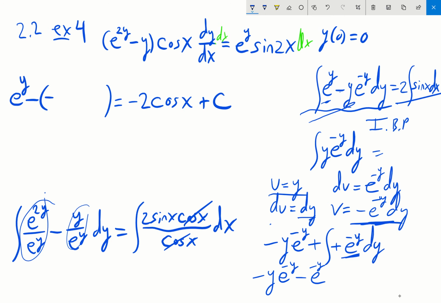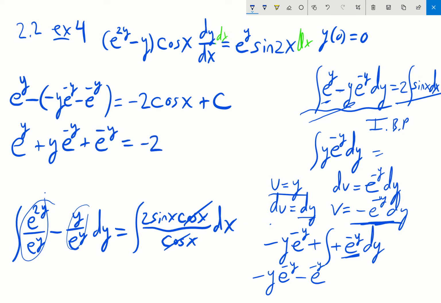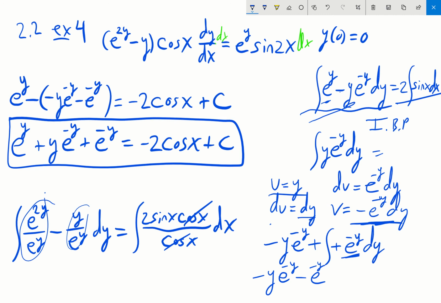So just plugging that in, we have the negative of y e to the negative y minus e to the negative y. We can go ahead and distribute our sign in, so we get e to the y plus y e to the negative y plus e to the negative y is equal to negative 2 cosine of x plus c. So this would be our general solution.